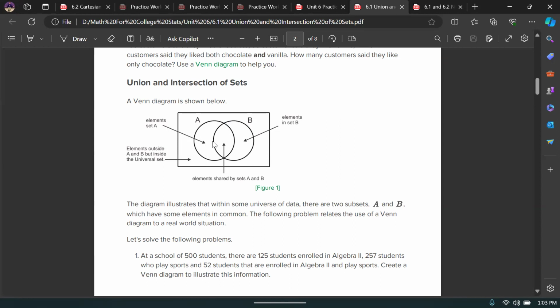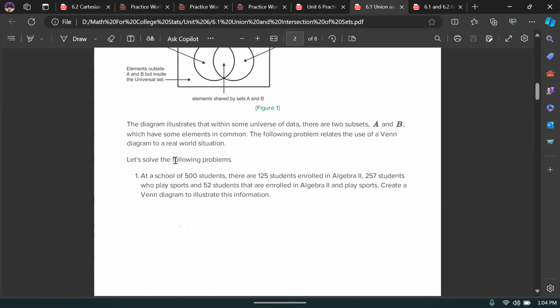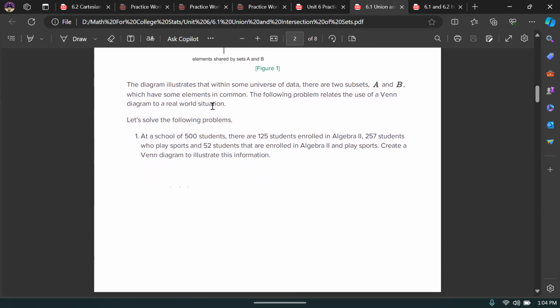And also, if there's something that's not in either of them, it would be outside of them. We call that the universal set, anything that's outside A and B. You'll see that when we start getting into some examples here.